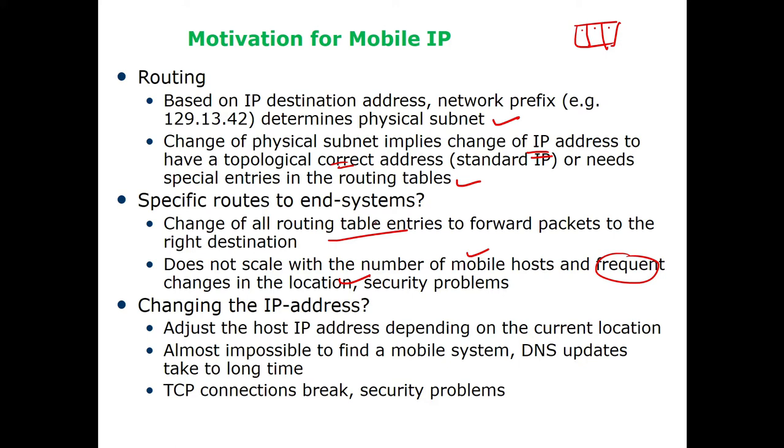So this requires a number of mobile hosts and frequent changes in location. Since it is moving each and every time, we need to locate it each time. So this has a severe security problem. To overcome this, we go for changing the IP address. When we change the IP address, what happens? It automatically adjusts the host IP address depending on the current location, and it also identifies the mobile system with respect to the domain name source. So the domain name source updates with respect to time.